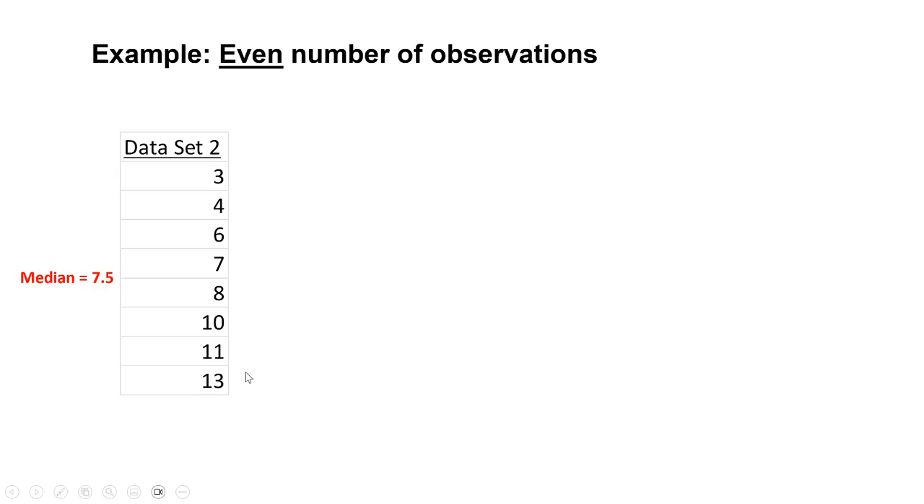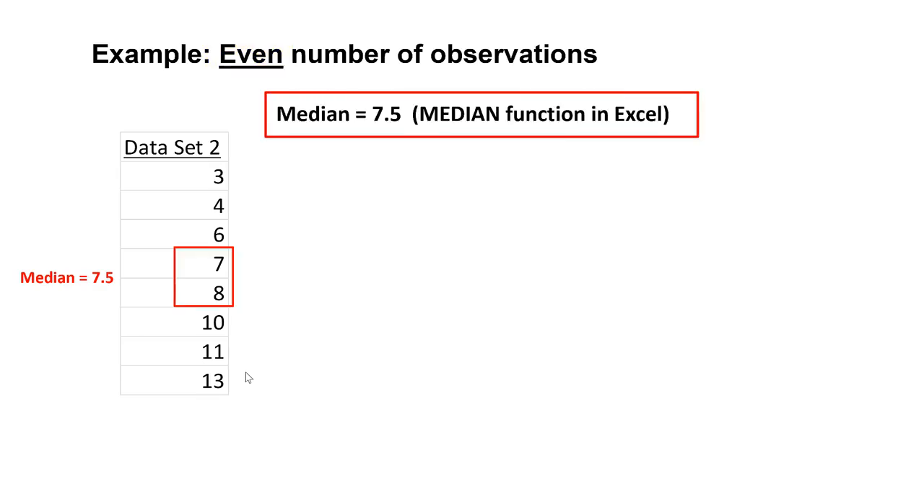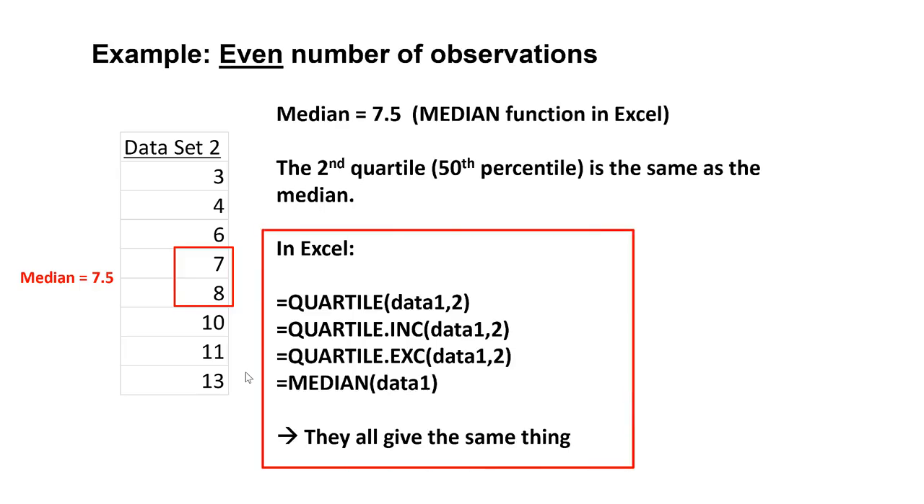Now, what about if we have an even number of observations? The median we can calculate in Excel. It's just the average of the two middle values, so it's 7.5. The second quartile, by the way, is the same as the median, so we could do the exact same thing that we did earlier. There's 4 different ways to compute the median in Excel.